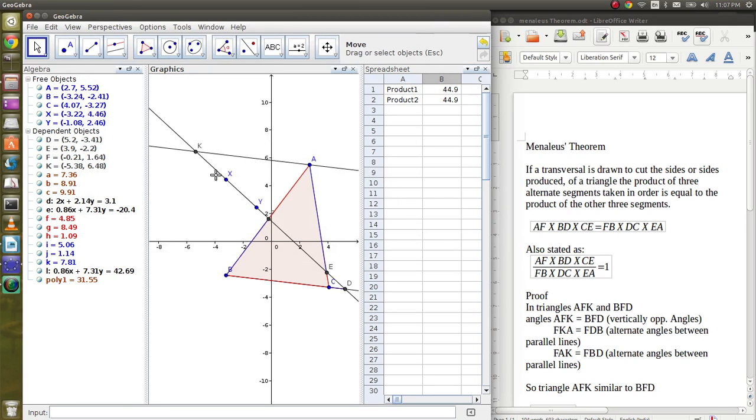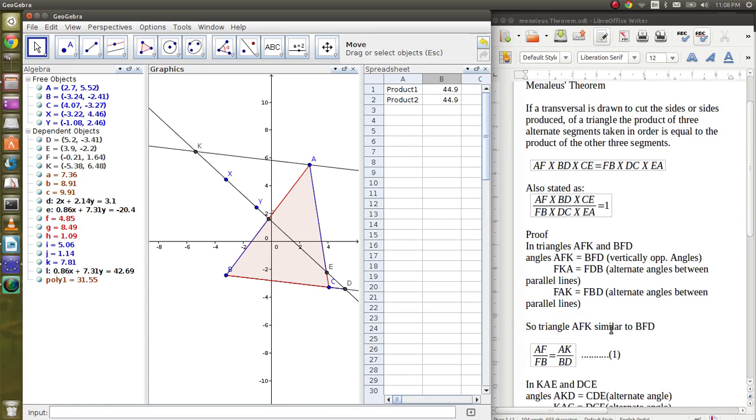Okay. So in triangles AFK and FBD, or BFD as it is written here, angles KFA and BFD are equal as they're vertically opposite. FKA equals FDB as they are alternate angles between parallel lines. Similarly, FBD equals FAK. So all three angles of these two triangles are the same. So these two triangles are similar triangles. Therefore, they have the sides in ratio. So AF by FB equals AK by BD. This is one.